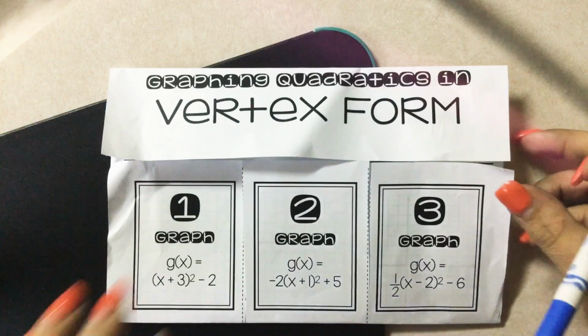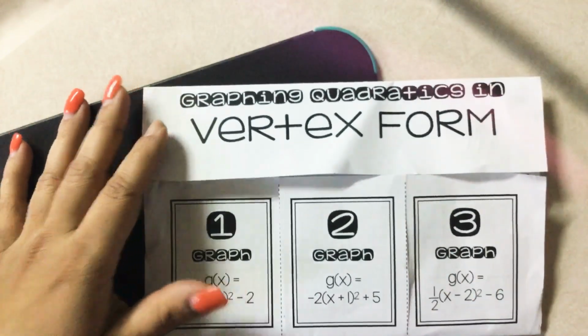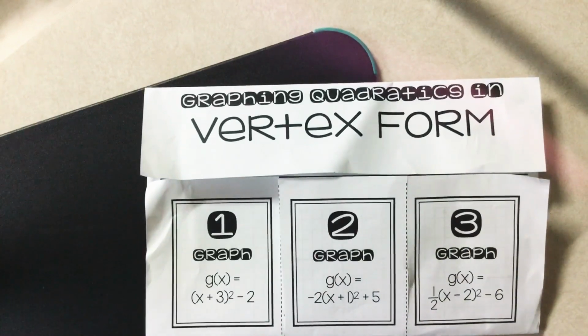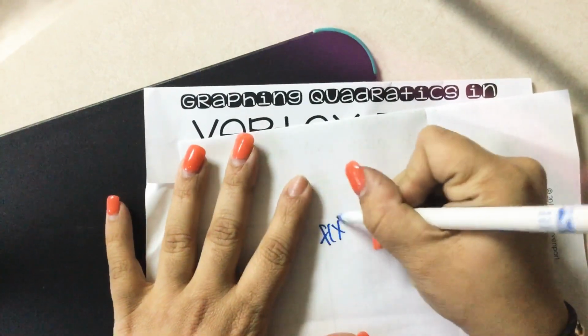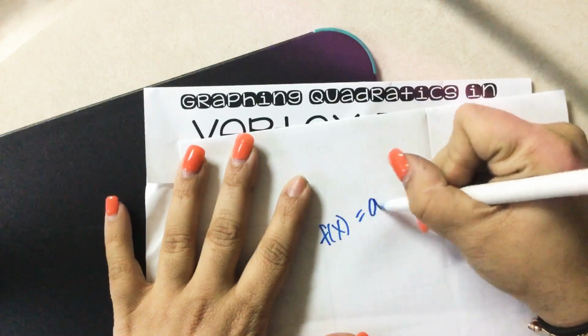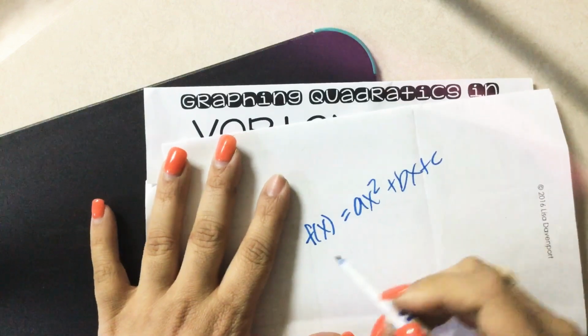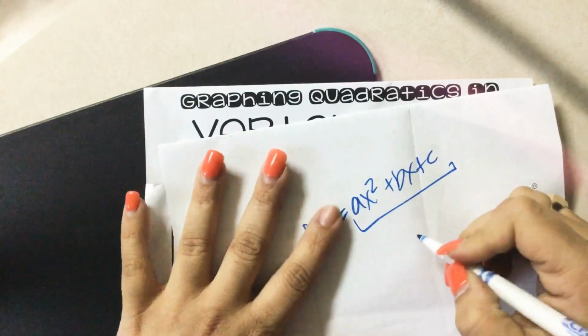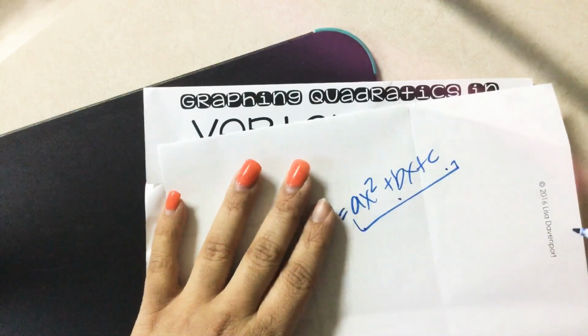We're going to go ahead and talk about graphing quadratics in vertex form. You'll remember that we've already talked about standard form. Standard form is f of x equals ax squared plus bx plus c. This comes from what we know about polynomials. So if you know standard form and polynomials, then you'll be good.